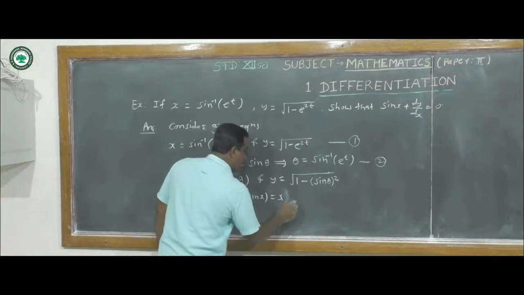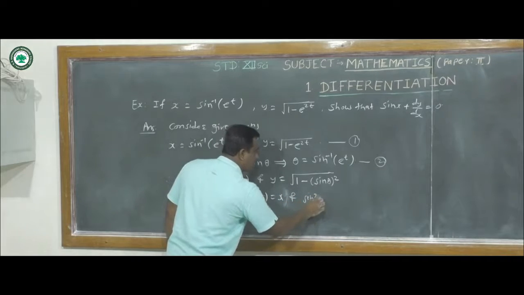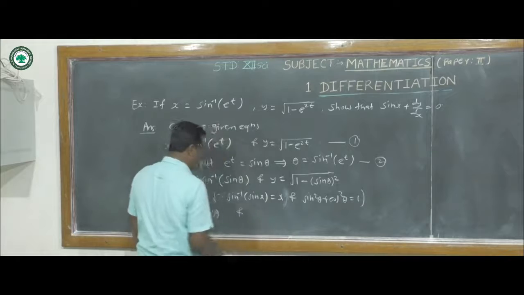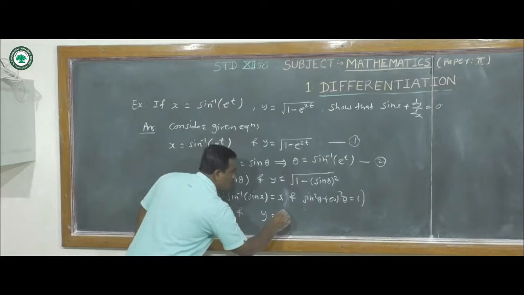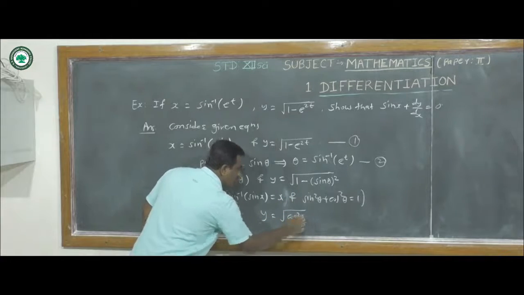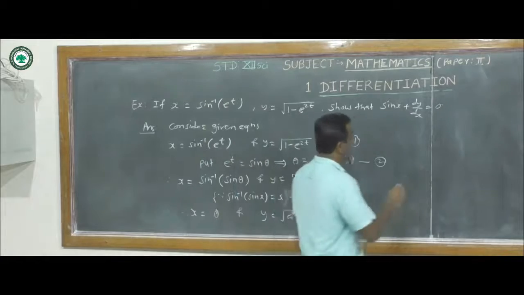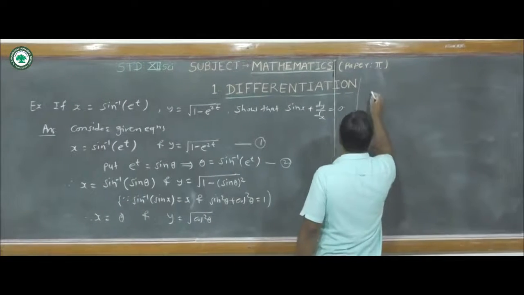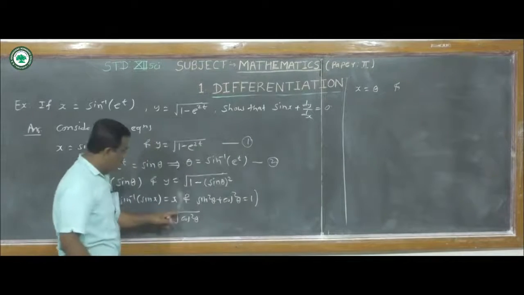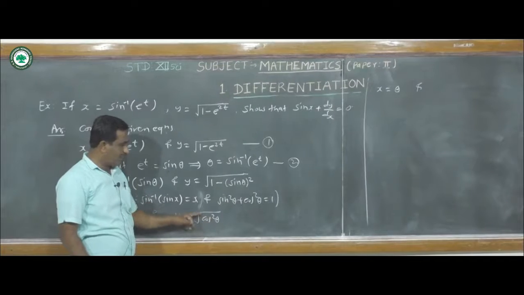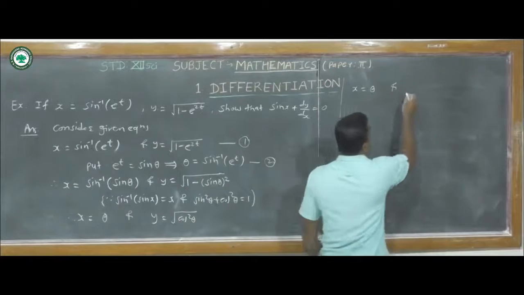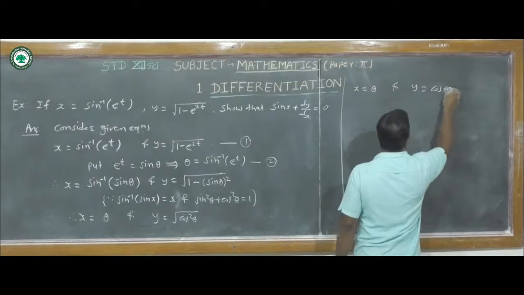Now we know the first fundamental identity, sin square theta plus cos square theta is equal to 1. Use this formula here, then we can write y is equal to under root of (1 minus sin square theta), which means cos square theta. That is, x is equal to theta, and here the square root and square cancel out, and only cos theta remains. That is, we get y is equal to cos theta.